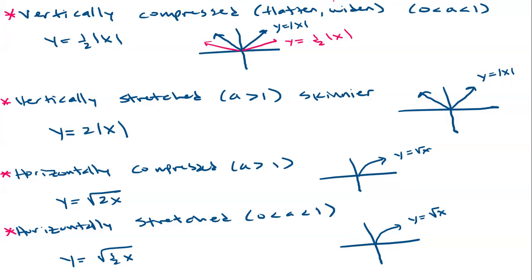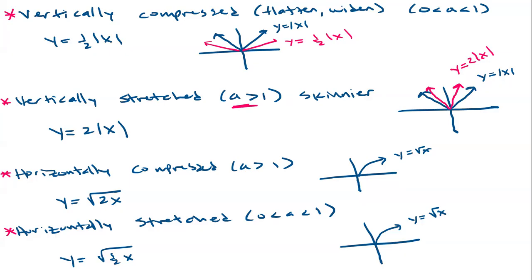If the number in front of that absolute value is now bigger than 1, then it's going to make the graph skinnier. So in this case, again, we have y equals the absolute value of x. If we have y equals 2x, it's going to make it skinnier. So it's going to pull it towards the y-axis. So it's going to go this direction. So this is going to be y equals 2 times the absolute value of x. Okay, so again, that's when a is bigger than 1.